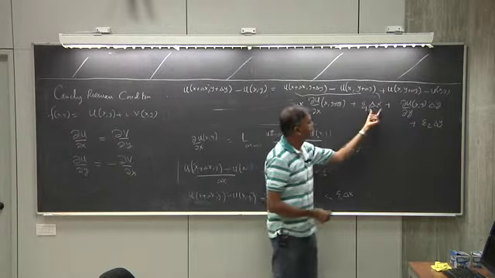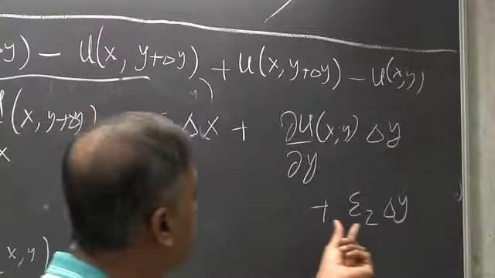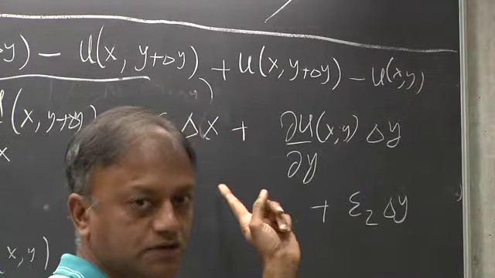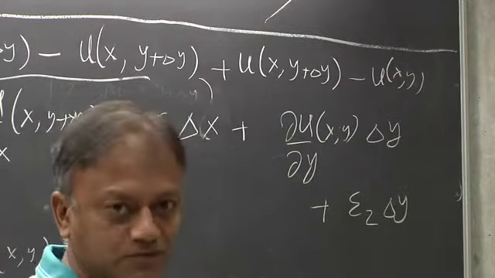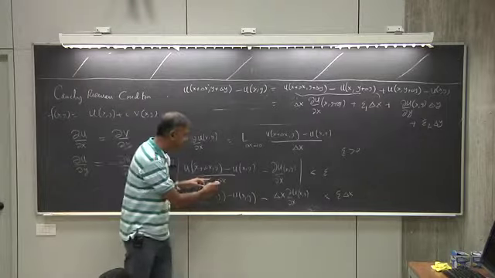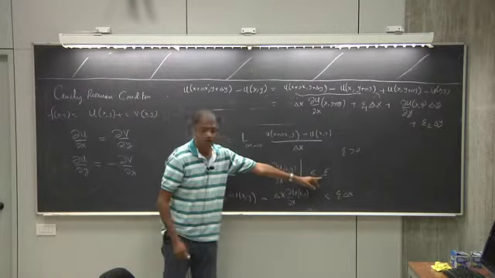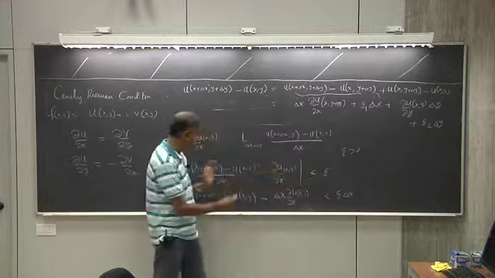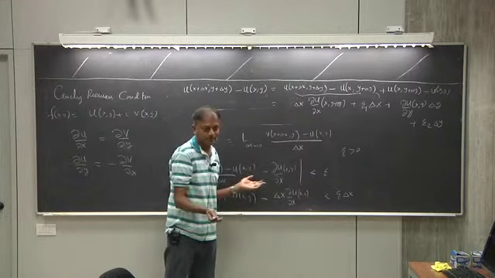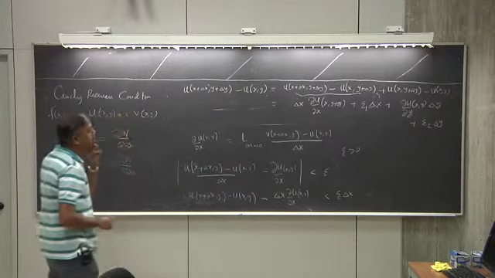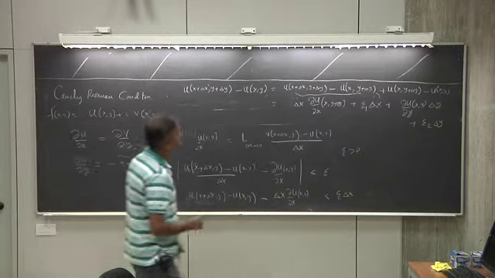So for sufficiently small delta x, I can find this epsilon 1 and epsilon 2 such that this equation is true. And in the limit when I take delta x and delta y going to 0, epsilon 1 and epsilon 2 go to 0. That's what we said. In the limit delta x goes to 0, this epsilon becomes 0, because this by definition is du by dx. So the difference is 0. Okay, so far this is fine.